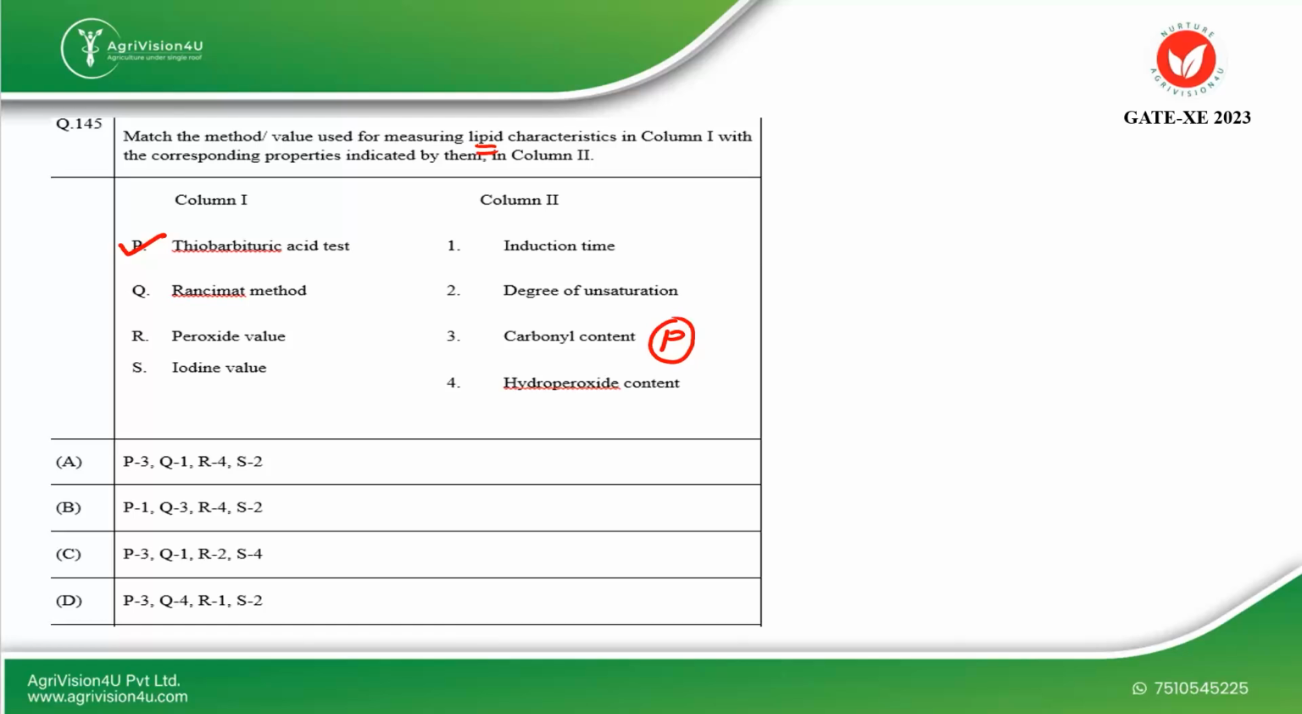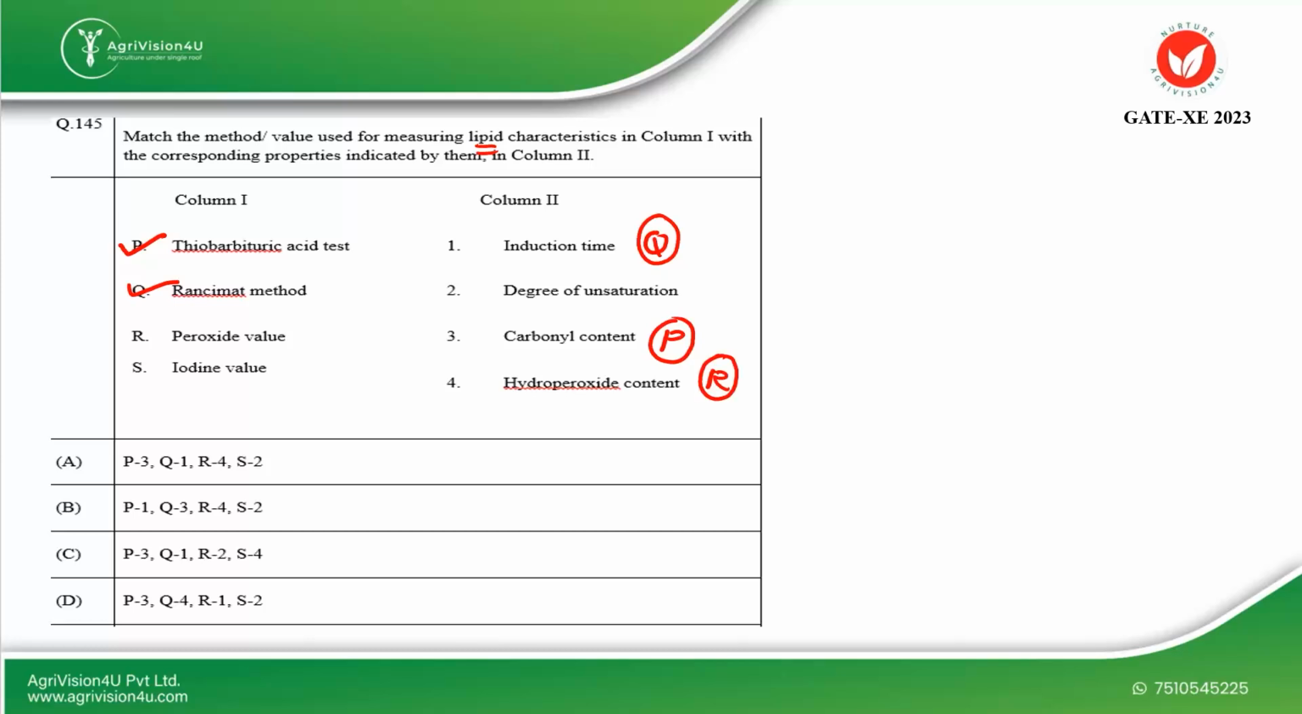Next one, that is the Rancimat test. So the Rancimat test basically measures the time it takes for a lipid to reach a certain level of oxidation. That means it is the induction time we can say. Peroxide value. So peroxide value basically measures the amount of hydroperoxides which are present in the lipids, which are the primary oxidation products. So therefore it indicates the hydroperoxide content.